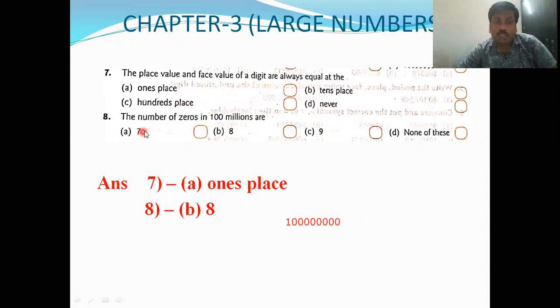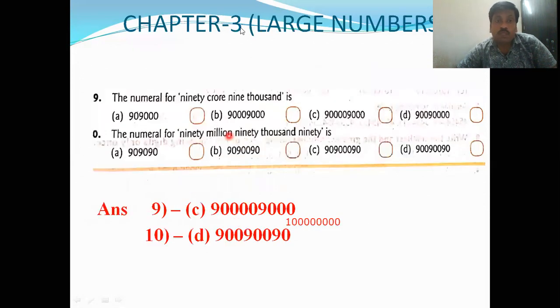And what does the question say? The number of zeros in 100 million. How many zeros? Count: 1, 2, 3, 4, 5, 6, 7, and 8. So our answer will be 8, or the option will be B. Now go to the next question.